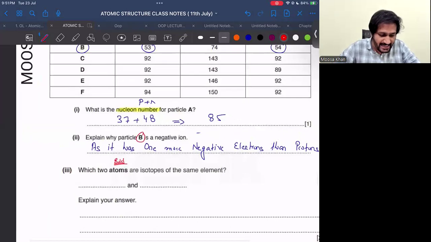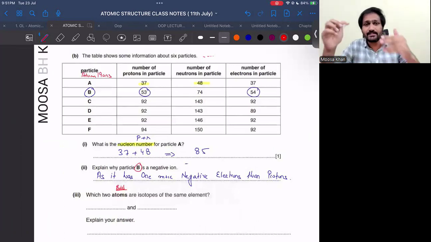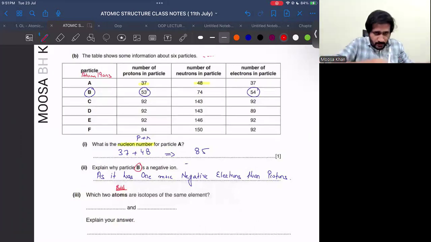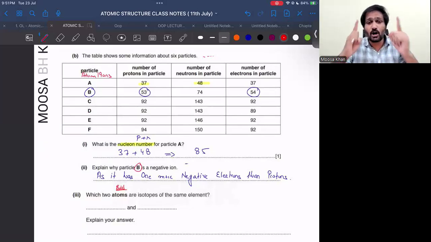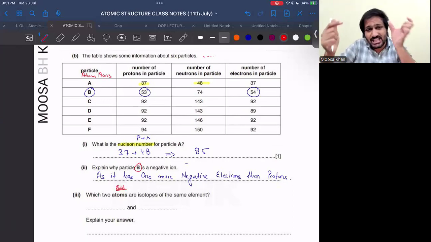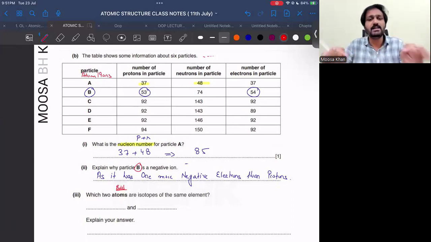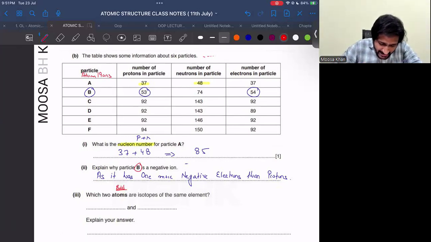Which two atoms are the isotopes of the same element? If you recall the definition of isotopes, it starts from atoms of the same element. It means for any two particles to be isotopes of each other, first of all they should be in the atomic form. It means they do not have any charge. Their protons and electrons should be equal. First they should be atoms. Then you have to see whether they have the same number of protons and different number of neutrons, and then you decide whether they are isotopes or not. But what is the first condition? For any two particles to be isotopes of each other, they should be in the atomic form, not ions. That's why he has made it bold, to say first find the atoms, then decide whether they are isotopes or not.